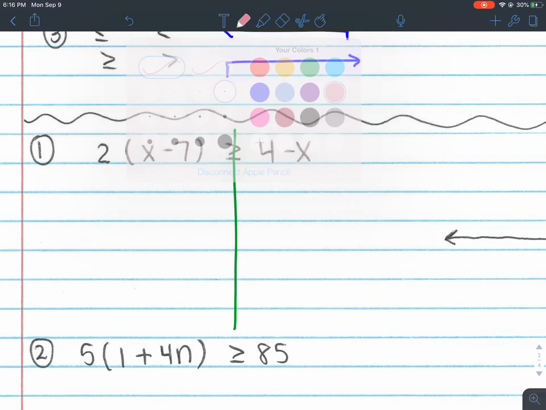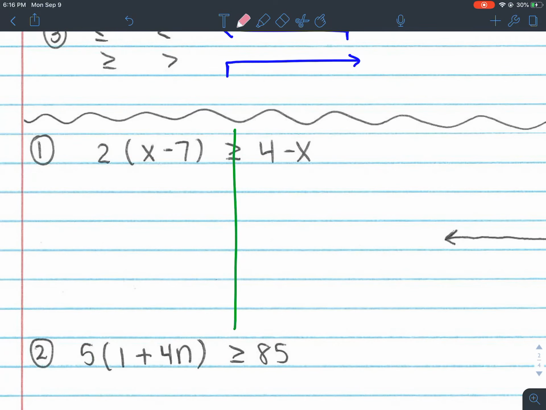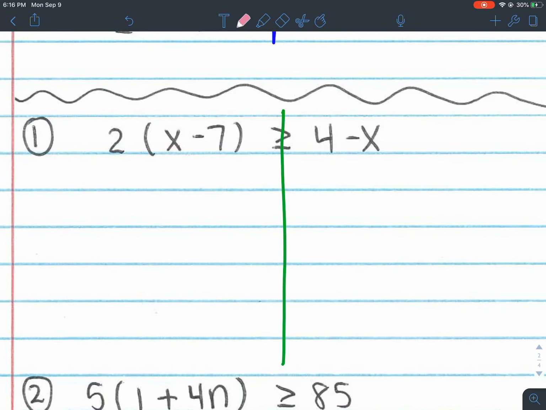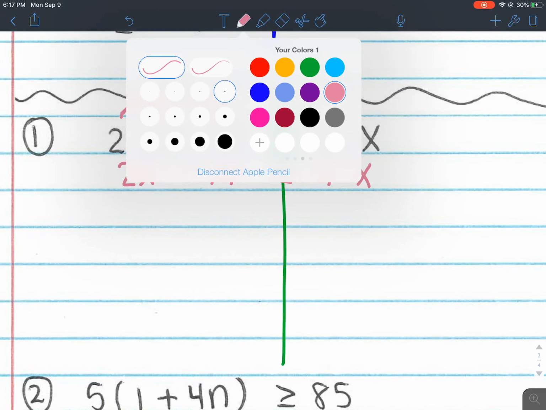And I still want to get these variables on the left, but before I can do that, I need to get rid of these parentheses. And to do that, I would have to distribute. 2 times x is going to give me 2x. 2 times negative 7 is negative 14. And I'm going to keep this inequality sign facing that way. I want to keep writing it over and over again, because we're going to want to write an equal sign by accident, and it happens. I say that because it does happen.